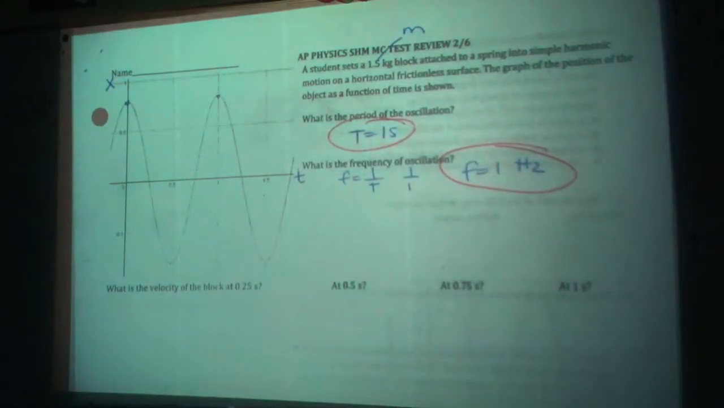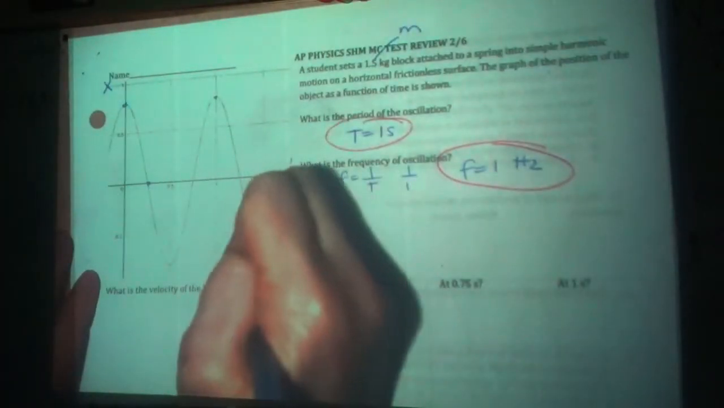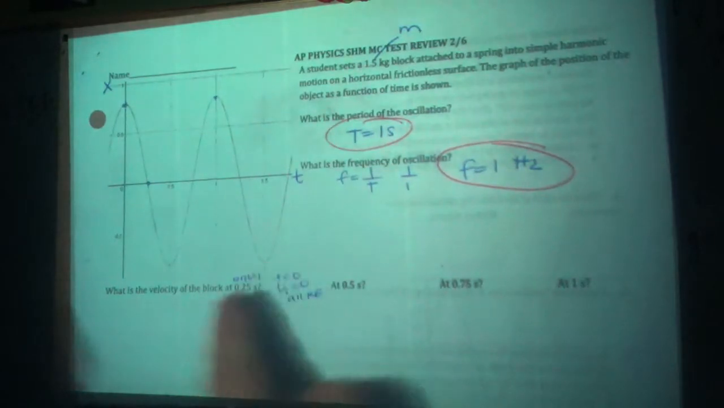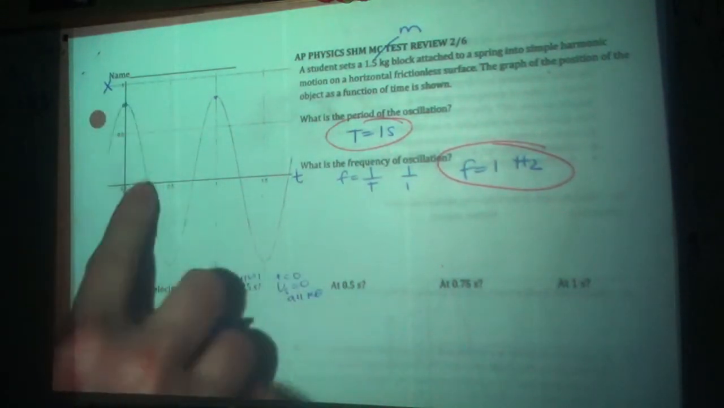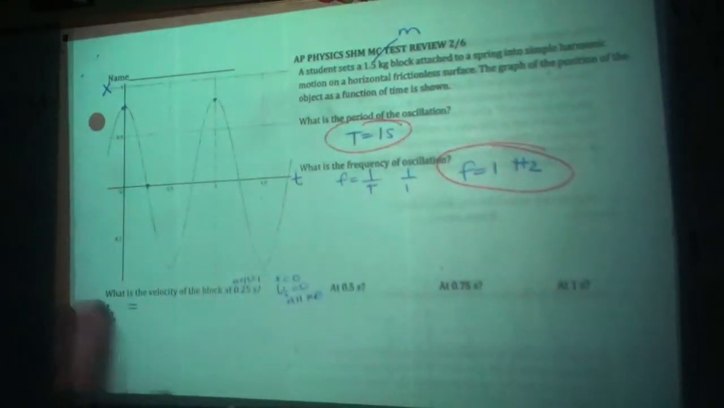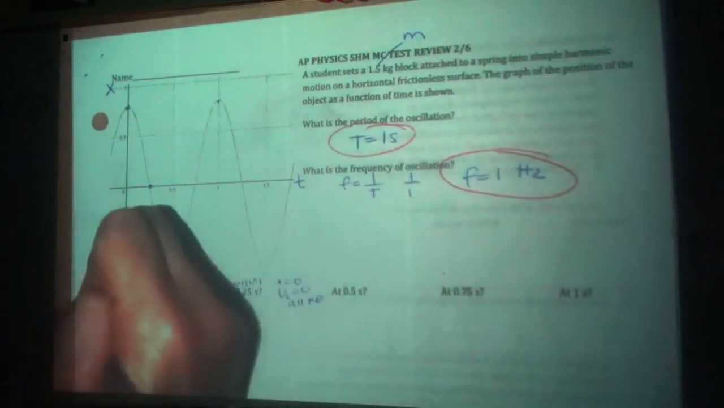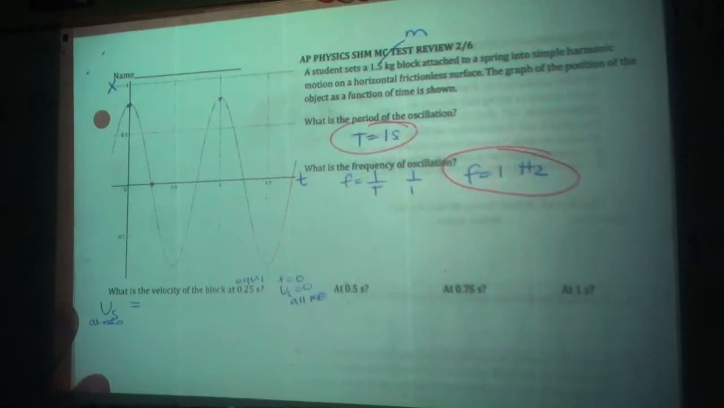To find the velocity at 0.25 seconds. So if we go to 0.25 seconds, that's at the equilibrium point, or where x equals 0. So that means potential energy is 0, which means it's all kinetic energy. So you're basically asking, when all of this potential energy goes into all of this kinetic energy, what would the speed be? So we're going to use the potential energy at the start, so at t equals 0, going into all kinetic energy at t equals 0.25 seconds.